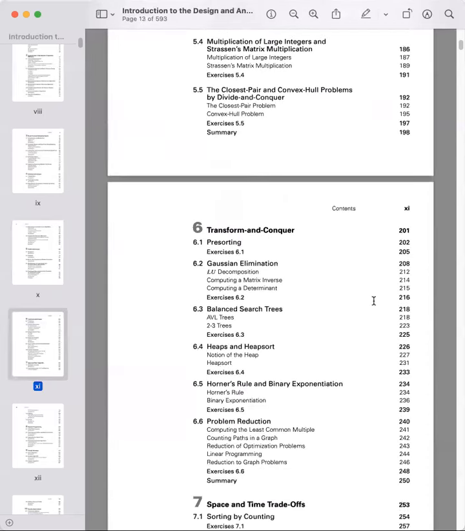Okay, and then the last chapter was on transform and conquer. The pre-sorting is a worthwhile thing. Remember, with the pre-sorting, it's going to take you at best n log n. So any algorithm that has a big O of n or less, if it's constant or n or log n, it cannot be improved by doing a sort.